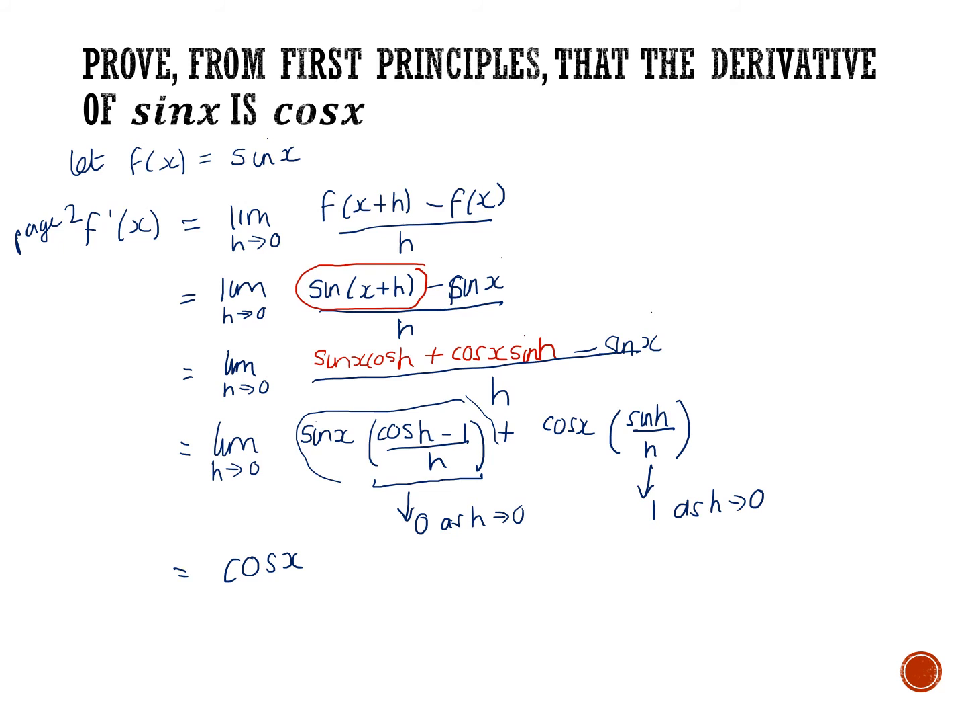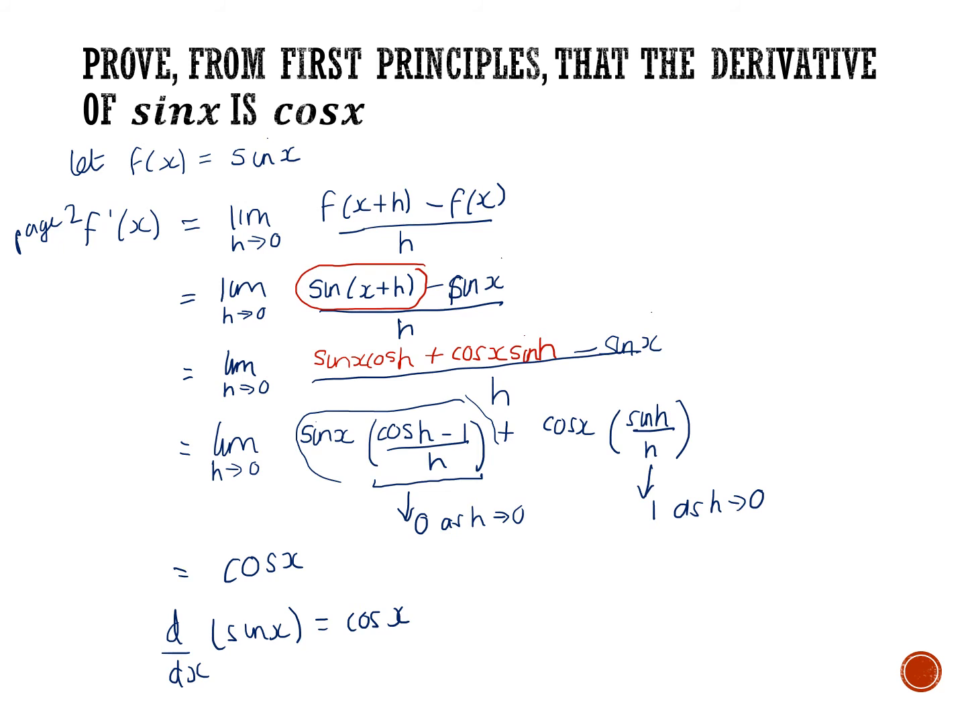So what that tells us is the derivative of sine x is cos x. That's the kind of proof that you would need to state.